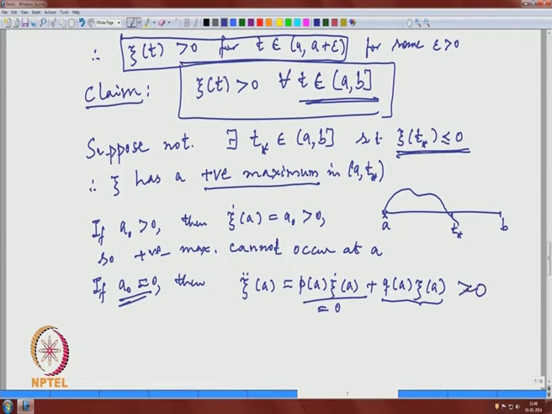And at a maximum the second derivative cannot be positive, it can only be less than or equal to 0. So, therefore, again the positive maximum cannot occur at A. Okay. So, that means what? The positive maximum occurs at an interior point T0. Let us go back. Okay.